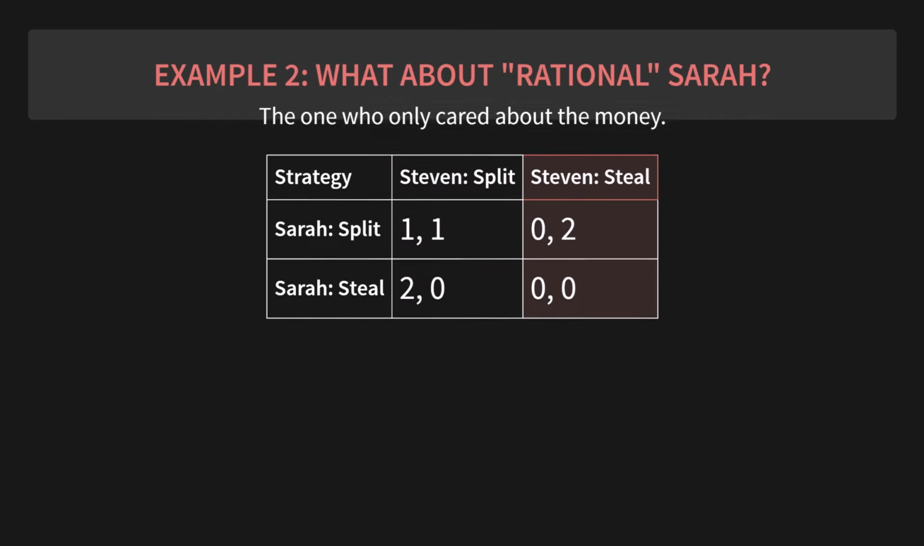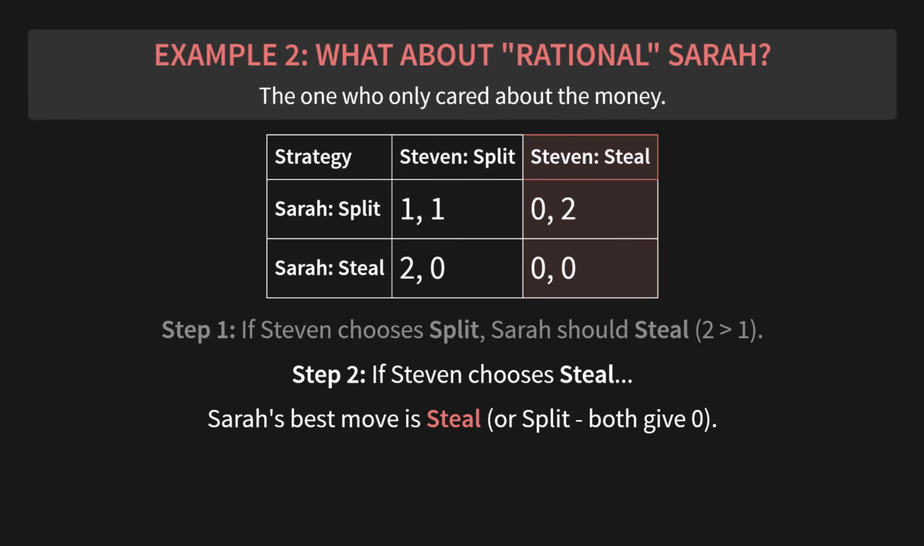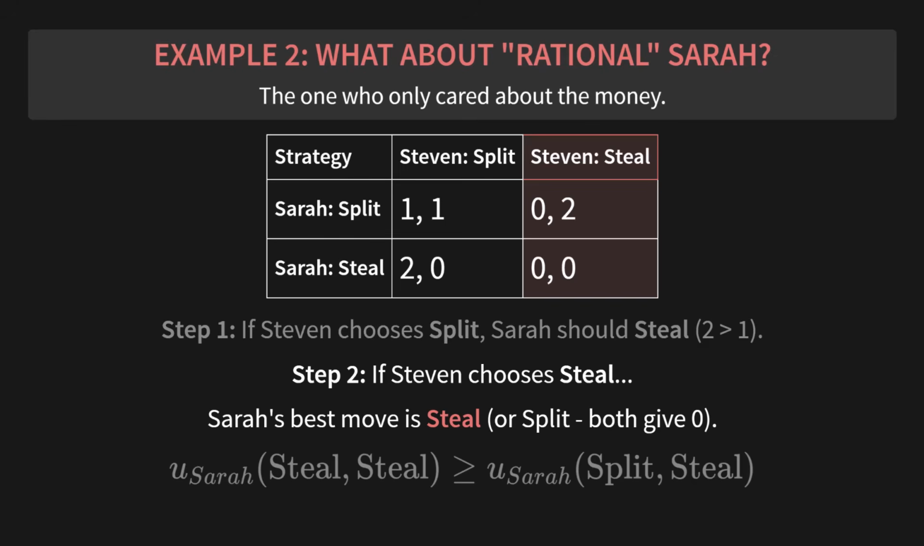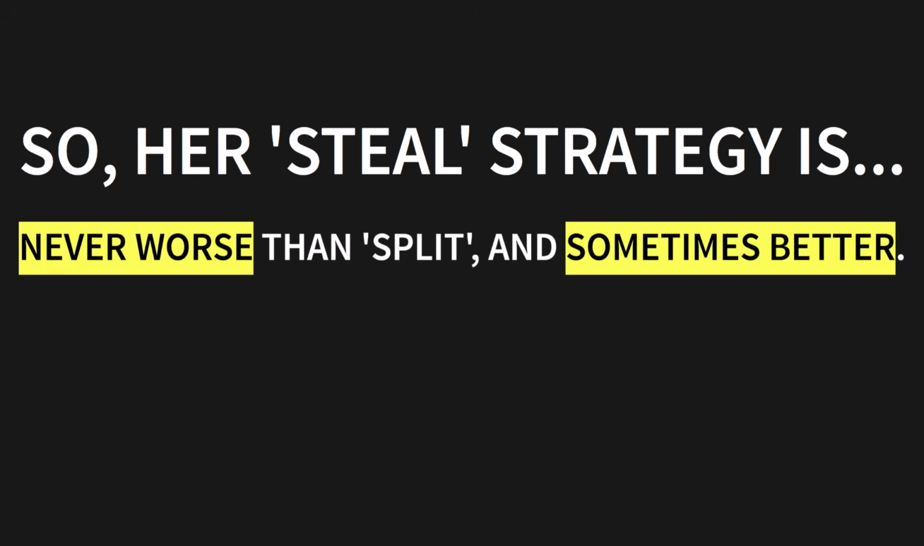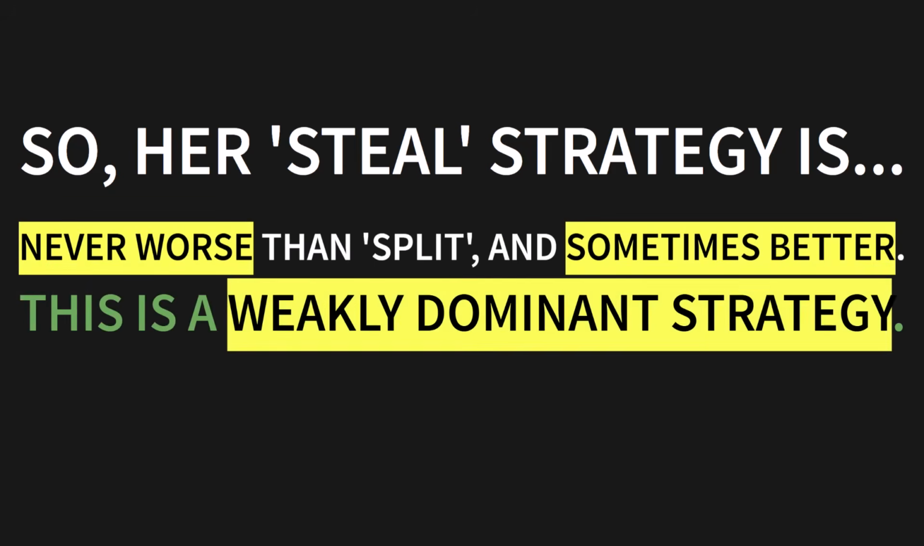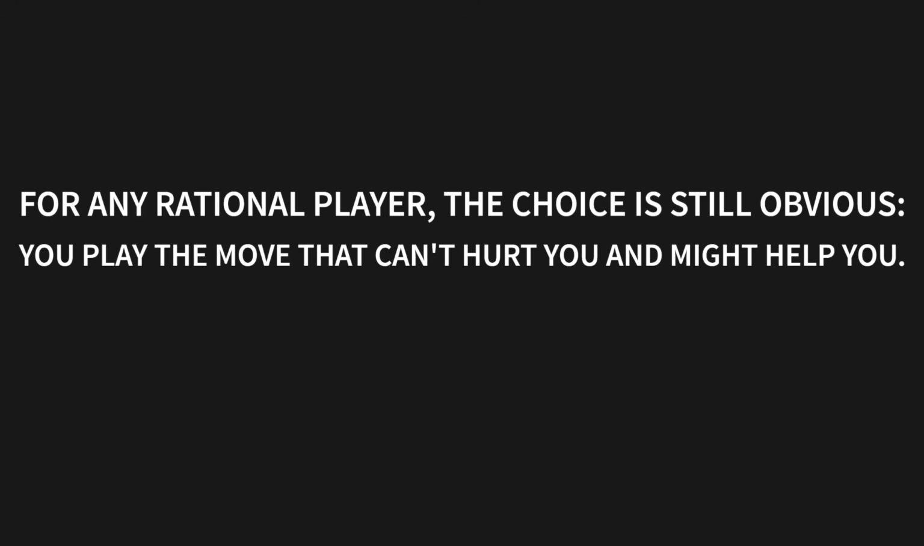Okay, step 2. What if Stephen chooses to steal? If Sarah splits, she gets a payoff of 0. If she steals, she also gets a payoff of 0. It's a tie, so steal isn't strictly better here, but it's just as good. So let's put it all together. Her steal strategy is never worse than split, and sometimes it's better. This is a weakly dominant strategy. For any rational player, the choice is still obvious. You play the move that can't hurt you and might help you. For rational Sarah, that move is steal.